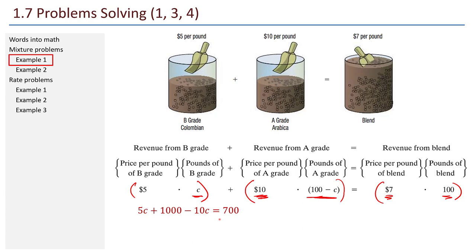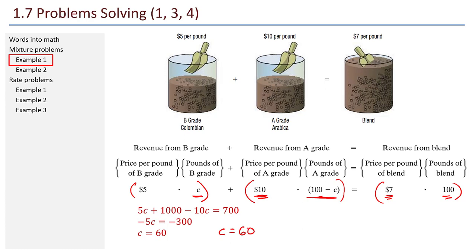And now, it really is just a math problem that we can solve. Let's combine the C's together and put the constants on the right. So I end up with negative 5C equals negative 300. Divide both sides by negative 5, and you get 60. So the answer is C equals 60.